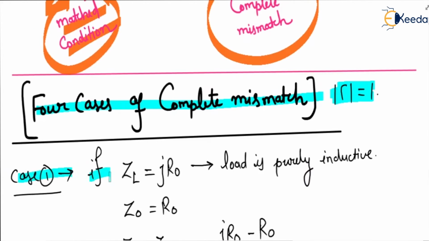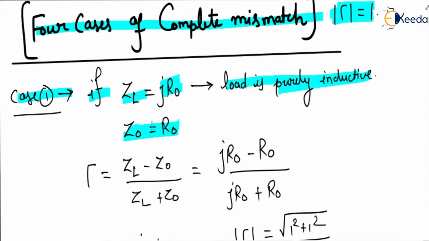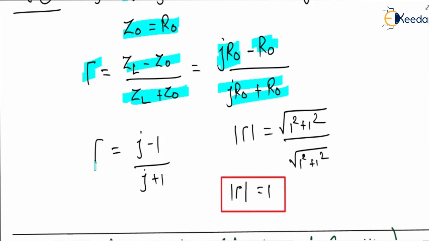Case number 1: if ZL is equal to jR0, it means the load is purely inductive. Let's suppose Z0 is equal to R0. So gamma is ZL minus Z0 upon ZL plus Z0, which is jR0 minus R0 divided by jR0 plus R0. So gamma is j minus 1 upon j plus 1, and mod gamma is under root of 1 square plus 1 square divided by under root of 1 square plus 1 square. Hence mod gamma is equal to 1. So this is the case when mod gamma is equal to 1.